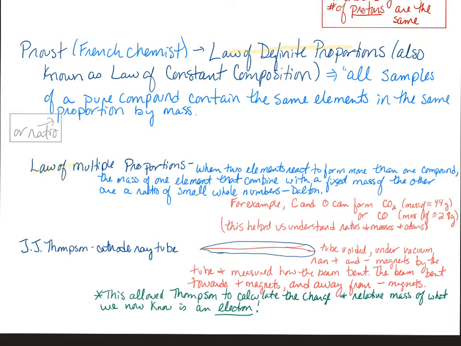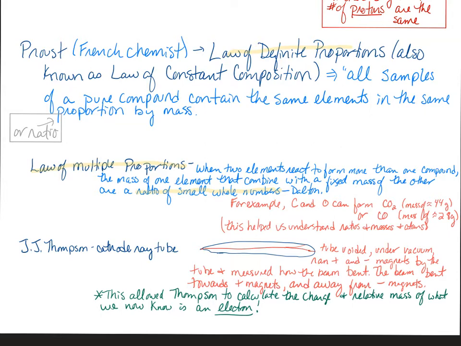That led to the law of multiple proportions. So basically what this said is that when 2 elements react to form more than one compound, the masses of one element that combine with a fixed mass of the other are in a ratio of small whole numbers. So here's the important part: you've got a ratio of small whole numbers, and that's what makes the new compound.